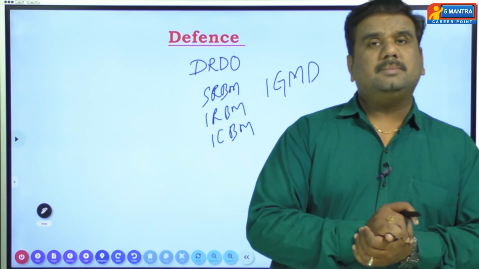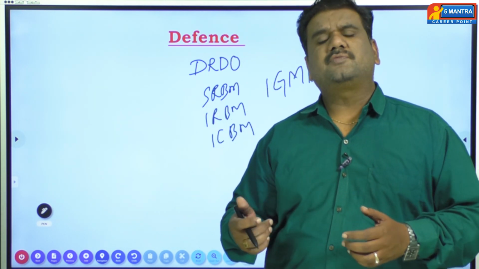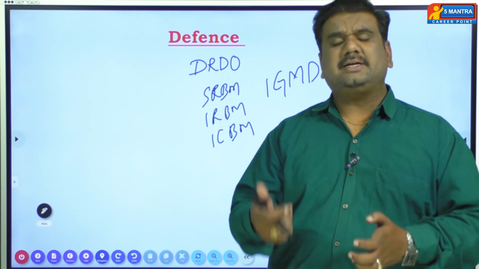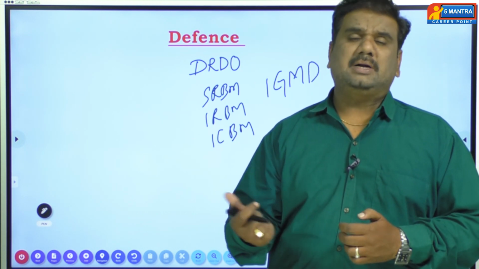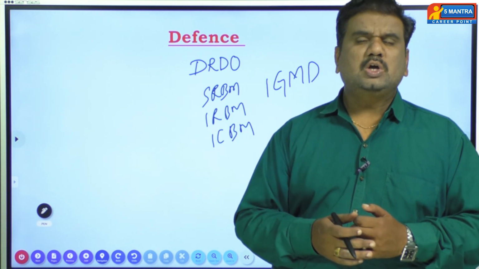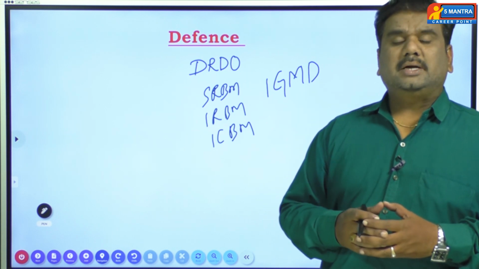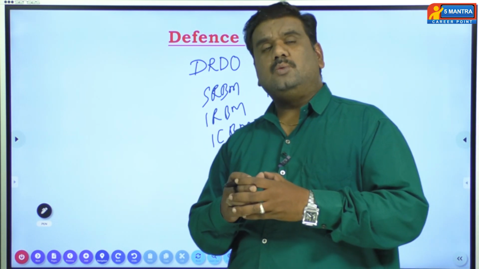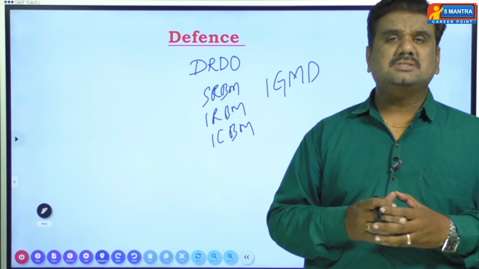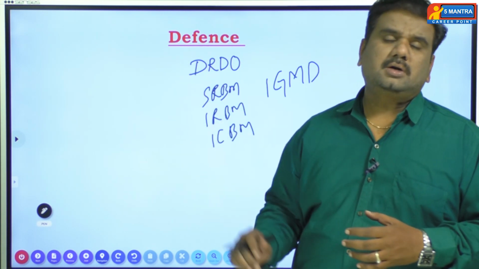At the same time, here in defense, we'll be talking about the latest equipment that has been designed by DRDO. You're talking about unmanned aerial vehicles. What is meant by an unmanned aerial vehicle? The different weapons that are working based on radar systems, lasers, all these things we'll be discussing in defense.